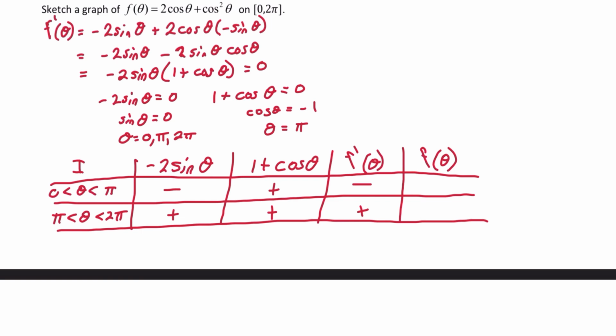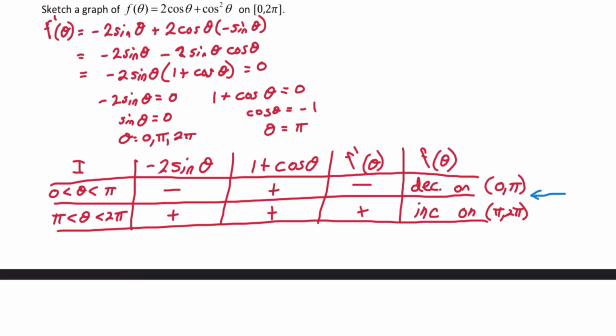Since f prime is negative in the first interval, that means that f is decreasing on that interval, 0 to pi. And since f prime is positive on the second interval, f must be increasing on the interval from pi to 2 pi. And notice that there is a change here from decreasing to increasing. That means that there is a local minimum at pi. F of pi is negative 1. If we plug pi into the original f function, we can see that we get a y value of negative 1. And it looks like there are no local maxes.